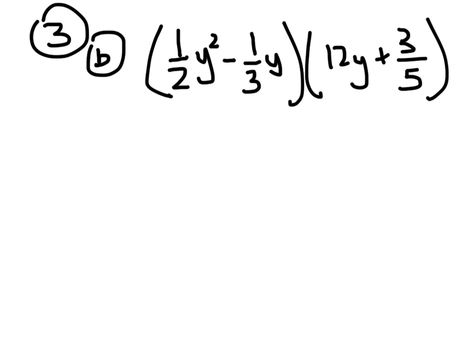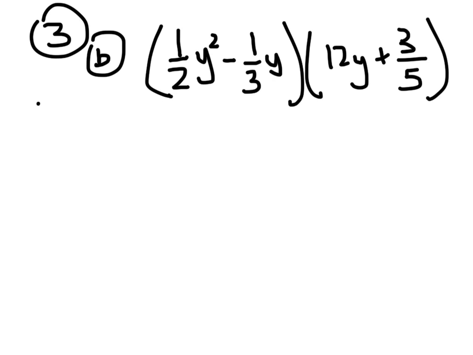Okay, in question 3b, the directions are to express product as a trinomial. Express means write. Product means the answer to a multiplication problem. So we're going to go ahead and multiply this, and we'll worry about what it means to write it as a trinomial after we multiply it out. Now, because I'm multiplying a binomial by a binomial, that means that I have to distribute the 1/2 y squared onto the 12y and 3/5, and also doubly distribute the negative 1/3 y onto the 12y and the 3/5.